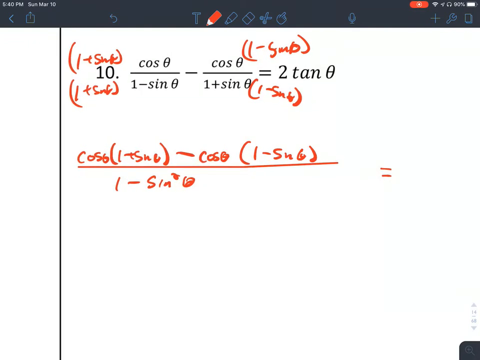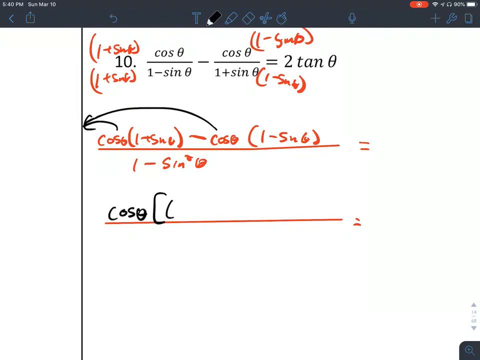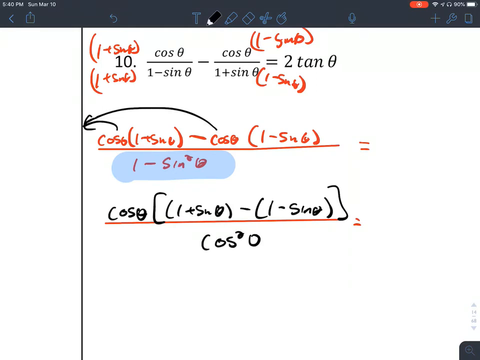I'm going to do a superpower move here. It's going to blow your minds. Actually, I won't. Yeah, I'll do it. Your mind hasn't been blown in a while. I'm going to GCF out this cosine of theta. If I do that, I'm left with 1 plus sine of theta minus 1 minus sine of theta. My denominator, as mentioned a billion times in the last couple of days, 1 minus sine squared of theta is cosine squared of theta.